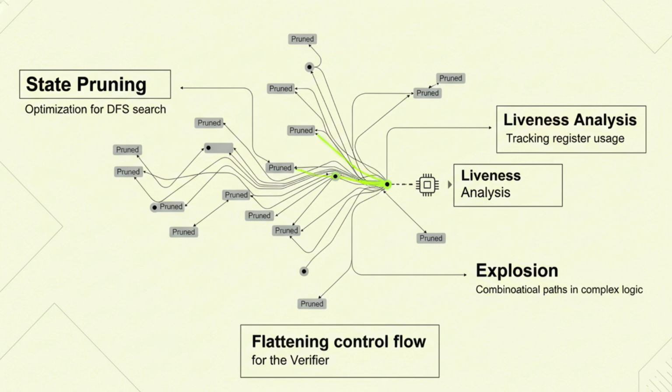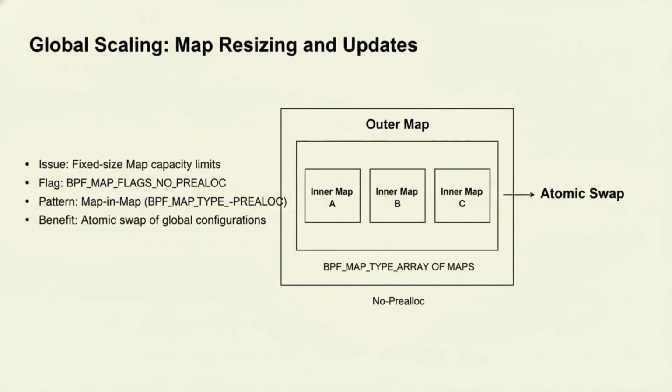To stay under the 1 million instruction limit, the verifier uses state pruning. If it reaches a state it has seen before, and that state was already proven safe, it stops searching. However, if your program has many conditional branches, the state space can explode. Liveness analysis is used to determine which registers are actually used later in the program. If you are hitting verifier limits, you must simplify your control flow. We will look at how to structure if-else ladders to maximize state pruning, ensuring your high-performance load balancer stays within the verifier safety window.